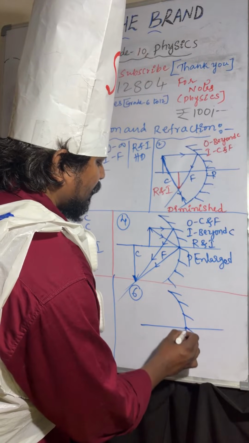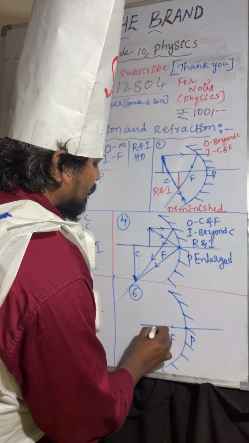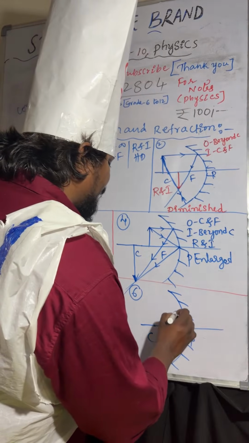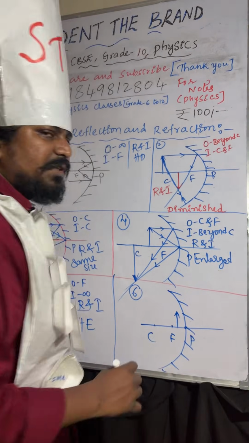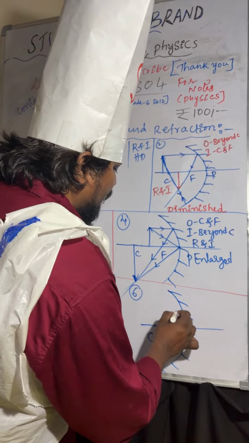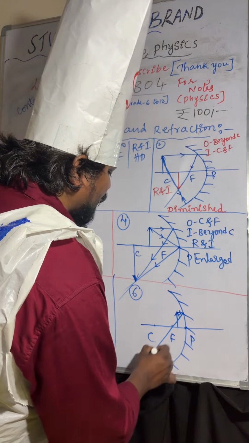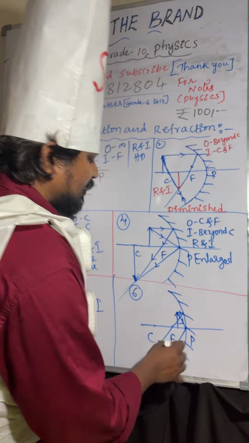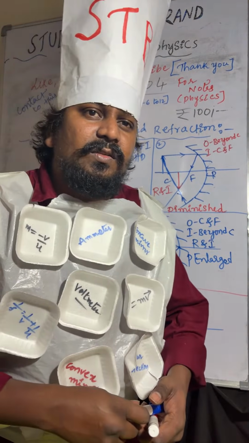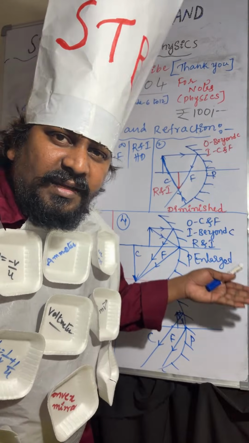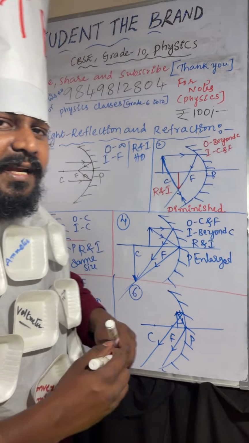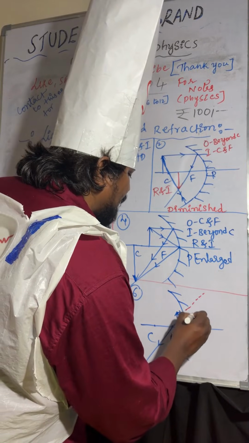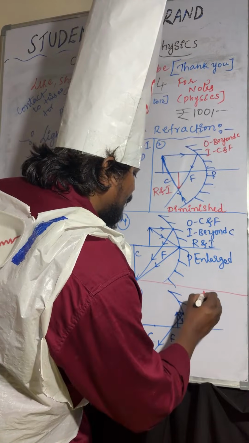So pole, focus, center of curvature. Object is placed between F and P. One light ray after reflection passes through focus. Another light ray is incident at the pole, it reflects back. If you extend these light rays, they will meet behind the mirror. What is the nature of the image? So you can observe here, these light rays will meet here behind the mirror.